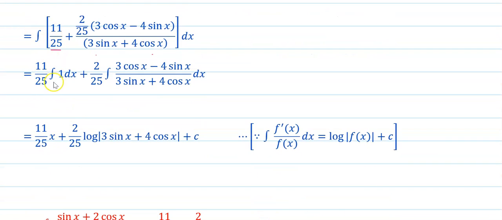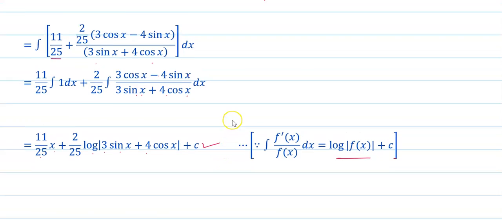Now next, integrate this. That is 11 upon 25 is a constant. Integral of 1 dx plus 2 upon 25 integral of 3 cos x minus 4 sin x upon 3 sin x plus 4 cos x. Now what's happening here? What is the derivative of 3 sin x? It is 3 cos x. What is the derivative of 4 cos x? It is minus 4 sin x. It means that this is the f dash of x and this is the f of x. And hence its integral is log of f of x plus c. And hence integral of 1 is x. 11 upon 25 into x plus 2 upon 25 into log of mod of 3 sin x plus 4 cos x plus c.